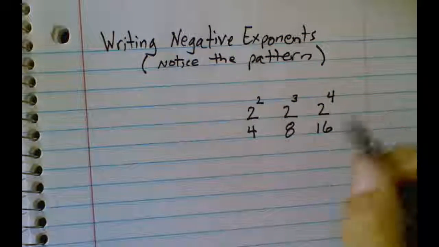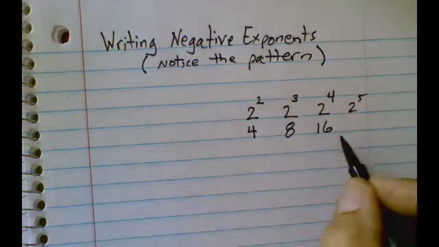So I see this pattern here. If I kept going, 2 to the fifth would just be this doubled, right? So 16 doubled is 32.